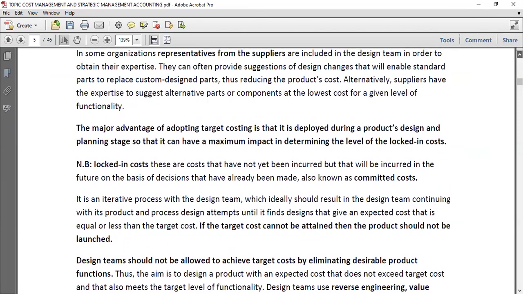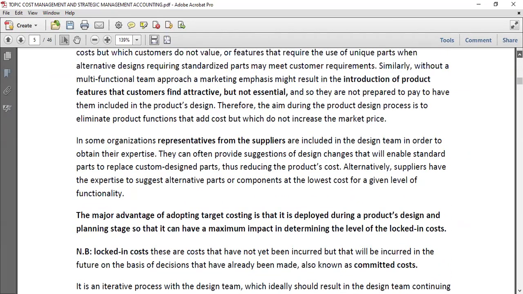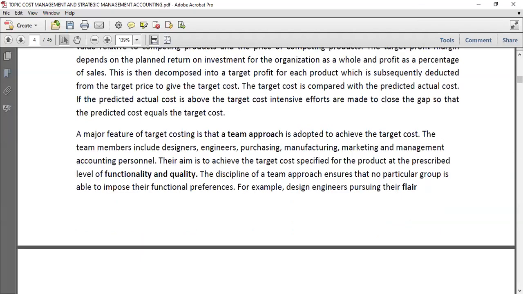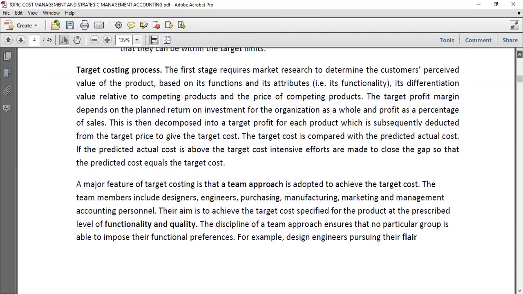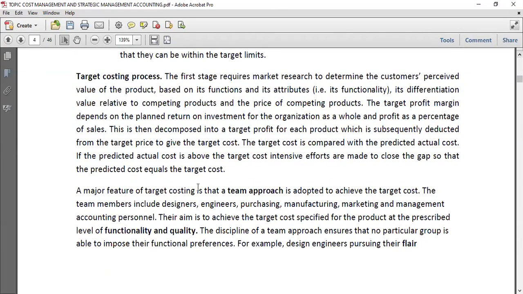When it comes to target costing, there's what we call the team approach. Team approach means that it's not one man's decision or one man's process, but we should have all these people involved: the designers, the engineers, the purchasing, manufacturing, marketing, and maybe accounting personnel. All of them are needed to provide guidance to the overall process.